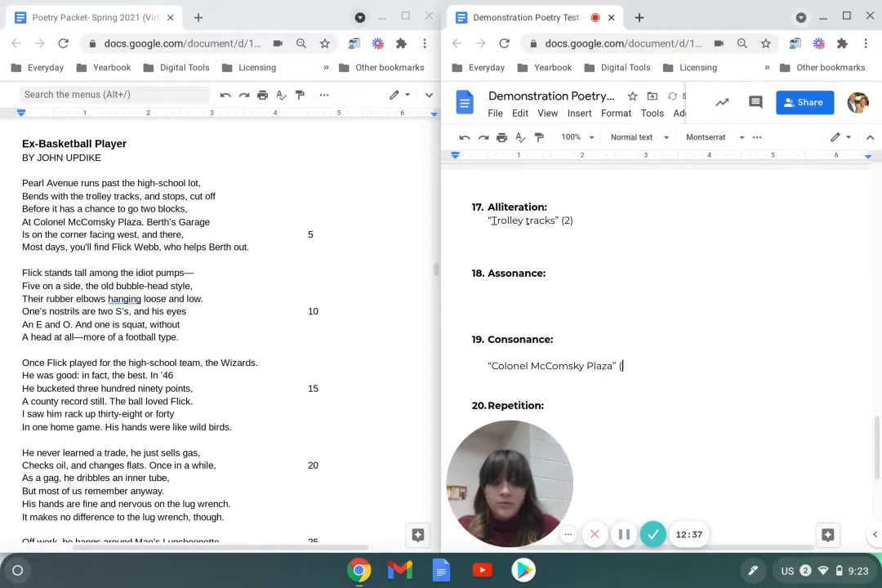Okay, so "colonel" is that K sound that C's sometimes make. Then "Mikomsky" also makes that K sound. And then obviously this K makes that K sound too. So I had that repetition of that hard C sound, or that K sound that C makes sometimes. Assonance was a little bit more difficult to find. I have to be honest, I didn't find this one until I was almost done analyzing this poem.